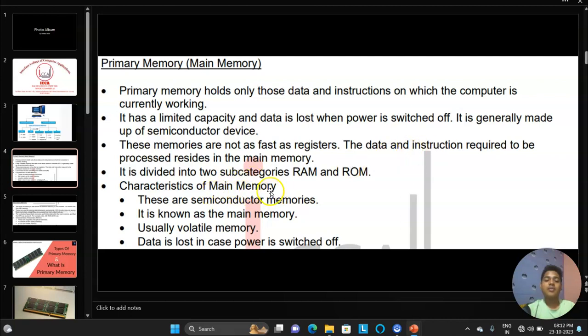Characteristics of primary memory: these are semiconductor memories. It is known as the main memory. It is usually a volatile memory. Data is lost in case power is switched off.